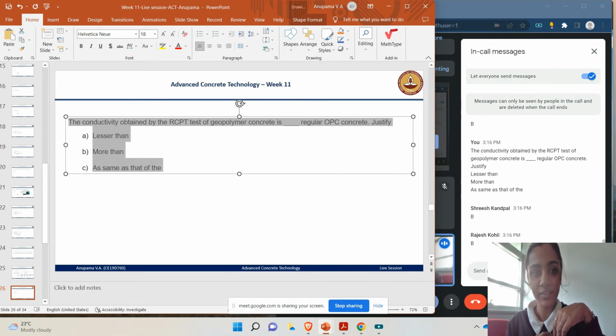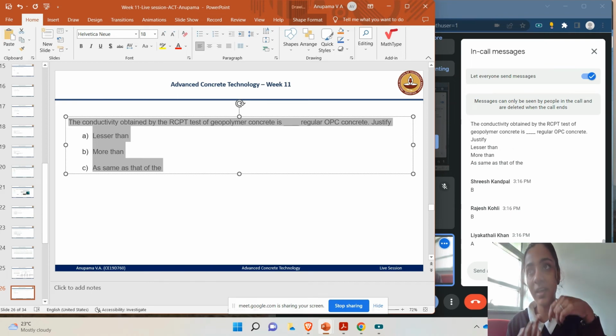You have to keep in mind that conductivity is not something which we desire, because high conductivity means that there is more permeability or more charges can pass through.